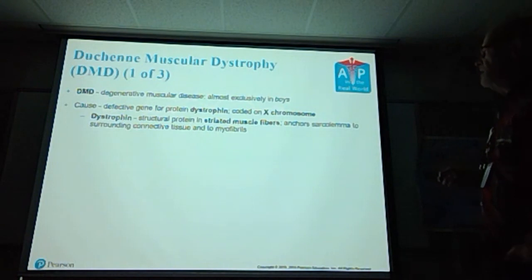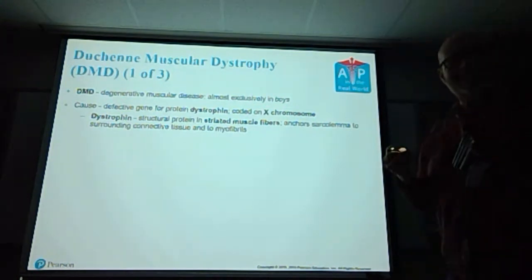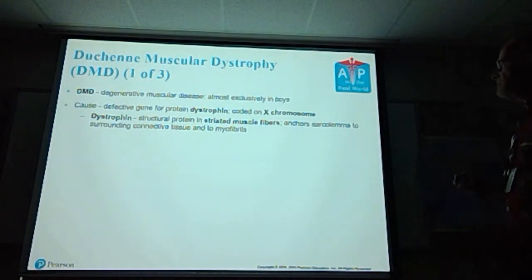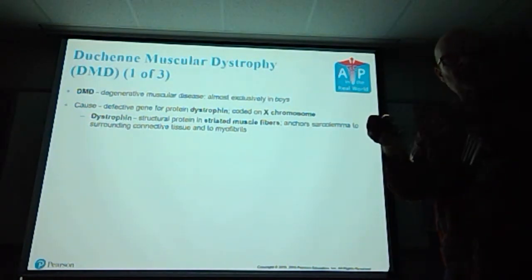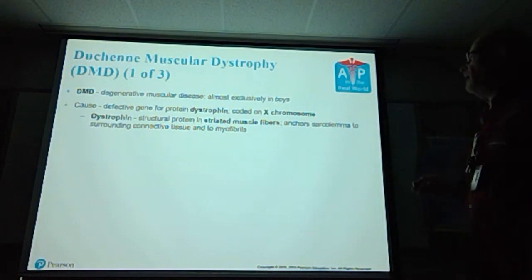It is caused by a defective gene for the protein dystrophin, which is coded on the X chromosome. So Duchenne muscular dystrophy is in fact an X or sex-linked disease. Dystrophin is the structural protein in striated muscle. It anchors the sarcolemma to the surrounding connective tissues and to the myofibrils. So basically, in this type of muscular dystrophy, since dystrophin is being disrupted, the muscles don't hold together, and they come apart, and they won't function that way.